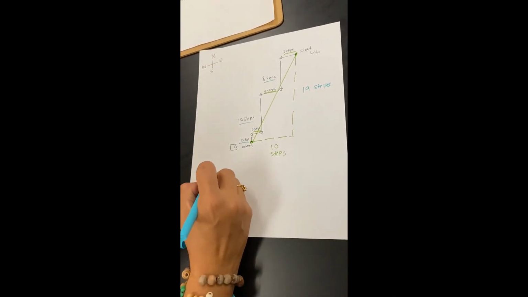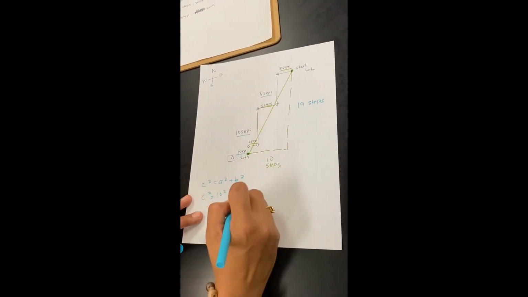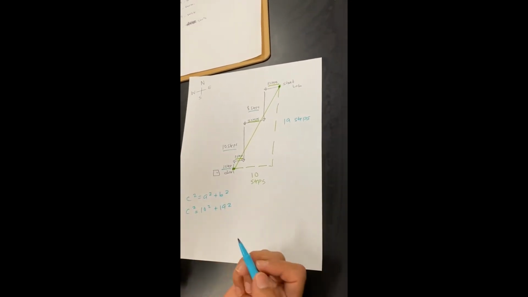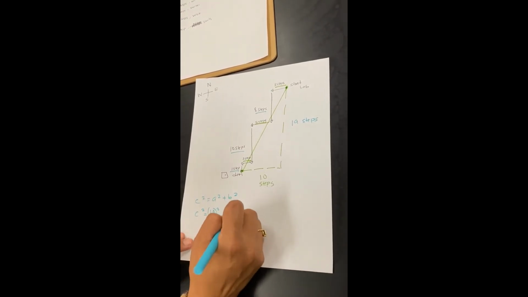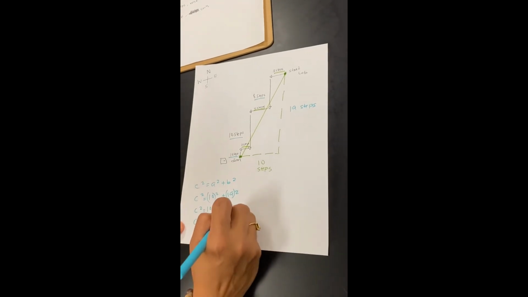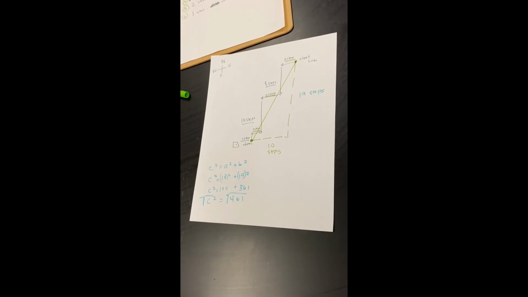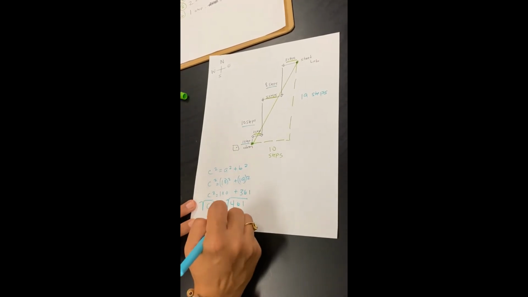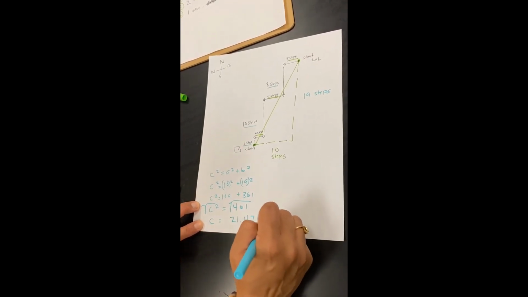After that, it is simply using Pythagorean theorem where you will solve for that resultant. So like 10 times 10, that's 100. I do not know what 19 squared is. That's 361. So I add 100 and 361, that is 461, and I get the square root of both sides, so √461. So my resultant is 21.47 steps.